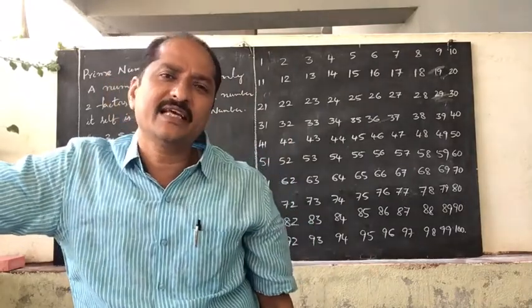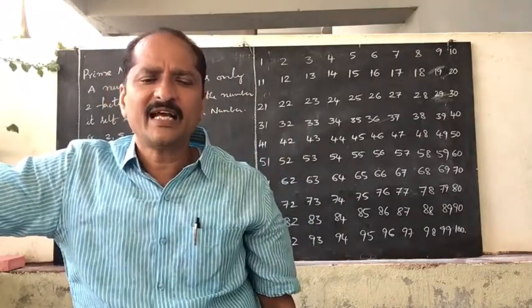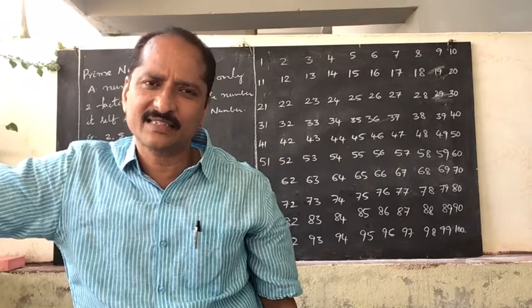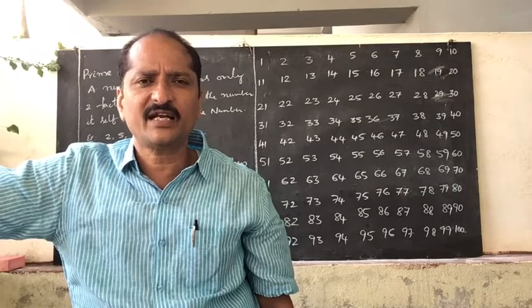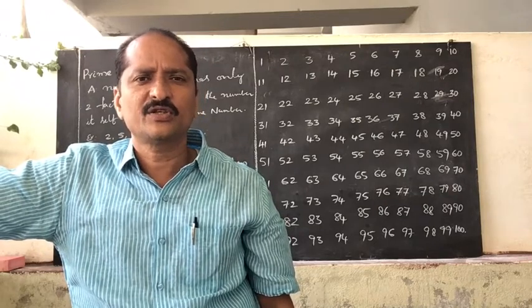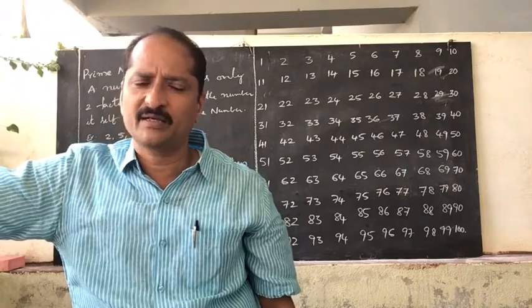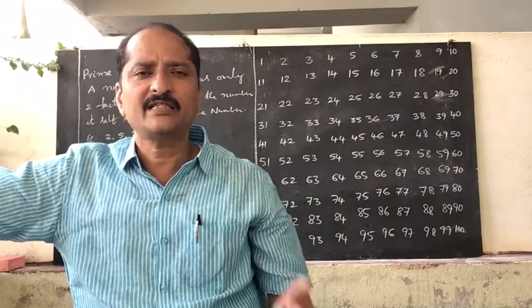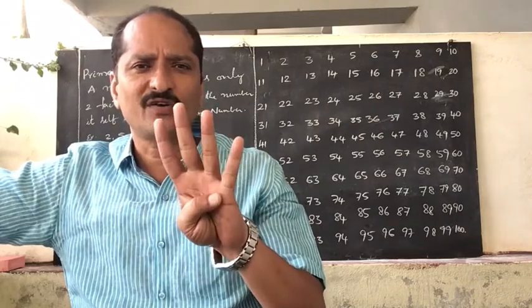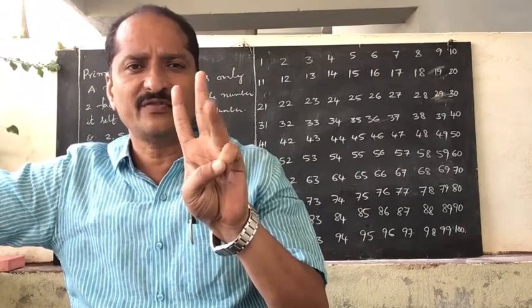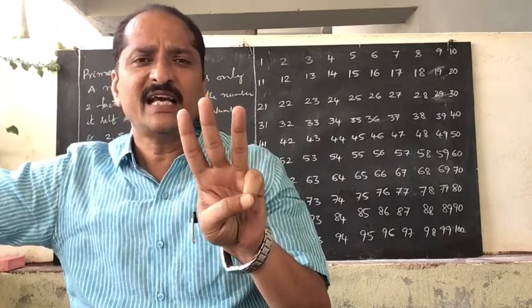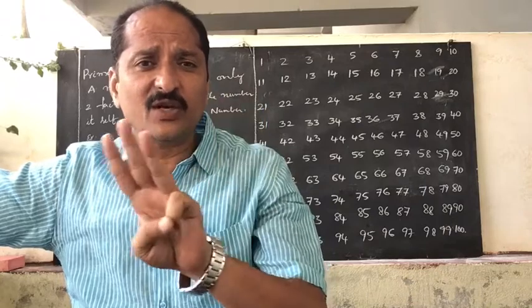Next, you can take 3. 3 has also 1 and 3 as factors. 3 has only 2 factors, that is 1 and 3. So 3 is also a prime number. Coming to 4, 4 has 1, 2 and 4. That means 4 has 3 factors, 1, 2 and 4. So this has 3 factors, so it is not a prime number.